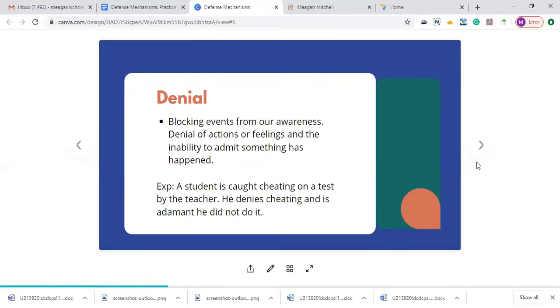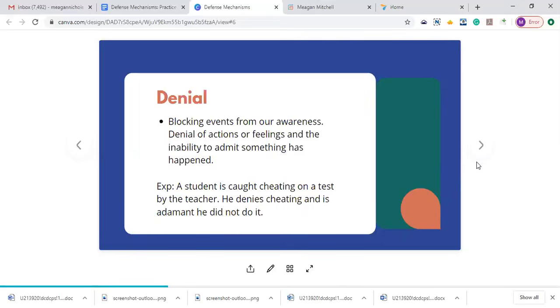Denial. This one is very common and pretty self-explanatory, but this is when we block events out of our awareness, out of our conscious. We deny actions or feelings, and we do not admit that something happened. So we just flat out deny that it ever happened or that we were ever participating in it. An example that comes up frequently is high school students; kids often deny things.